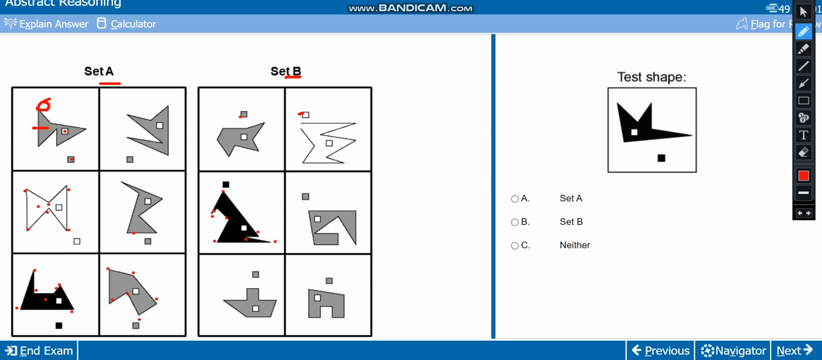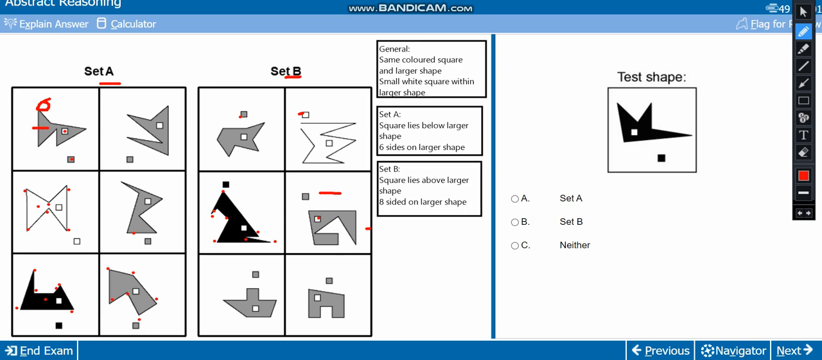Counting the sides of the other shapes, I'll let you do that yourself, but you'll see you get 8 sides again. So therefore we can conclude that a set B shape would involve a smaller square that lies above a larger shape, and a larger shape that has a smaller white square within it, as well as 8 sides on the outside of the larger shape. And after that, we've written down all the information we've picked out, and we can start answering questions.